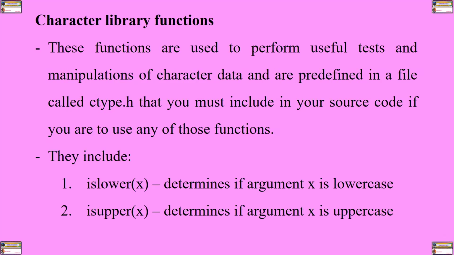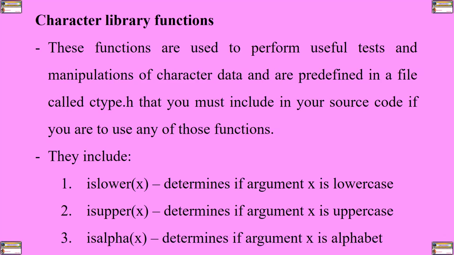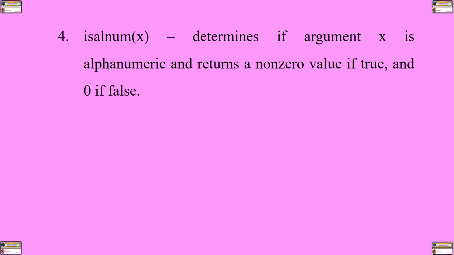The next one is isupper. If you pass a character, variable x, to the function called isupper, it will determine if the argument passed into it is uppercase. Another one is isalpha. If you pass a character through a variable like x to a function called isalpha, it will determine if the argument passed into it is an alphabet. Another example of a character function is isalnum.